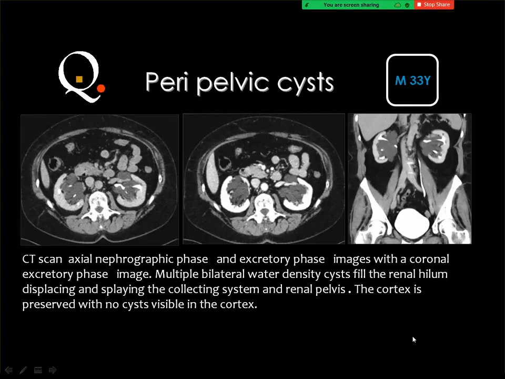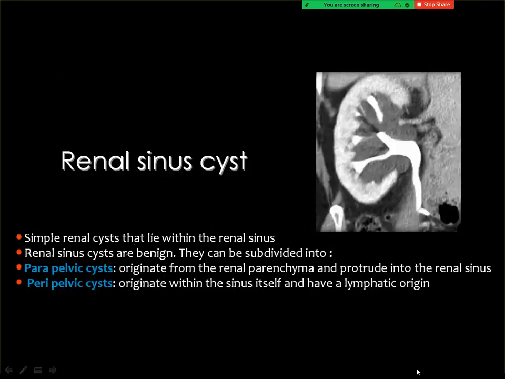If the cyst is located at the renal hilum, displacing the calyces to one side, this is parapelvic. But if the cyst is insinuated between the calyces, this is peripelvic. The renal sinus cysts, parapelvic and peripelvic, are not in the Bosniak classification, but they are classified separately.